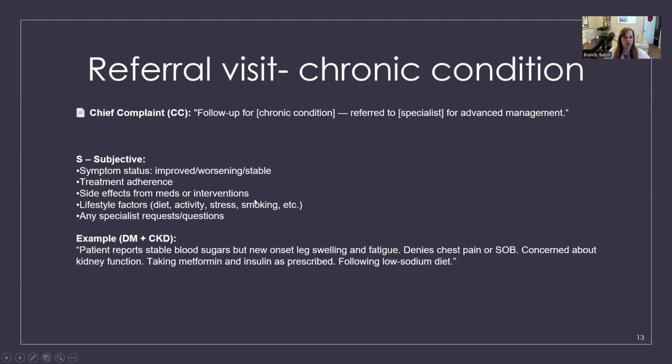Any side effects from meds or interventions, those would specifically be your GLP-1s if you're having adverse effects related to that, any lifestyle factors, and any specialist requests or questions that they have. So here's an example of your subjective. Patient reports stable blood sugars, but new onset leg swelling and fatigue, denies chest pain or shortness of breath, concerned about kidney function, taking metformin and insulin as prescribed, following low sodium diet. And so maybe in this one, based on this, you would be following up with nephrology. So follow up for chronic kidney disease with nephrologist.